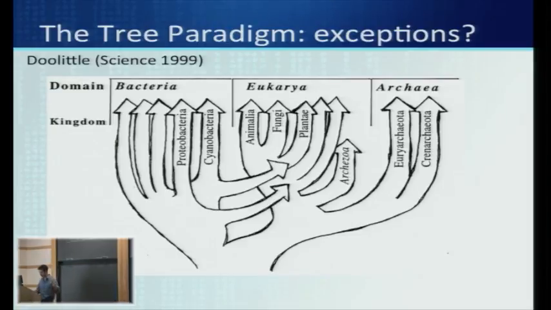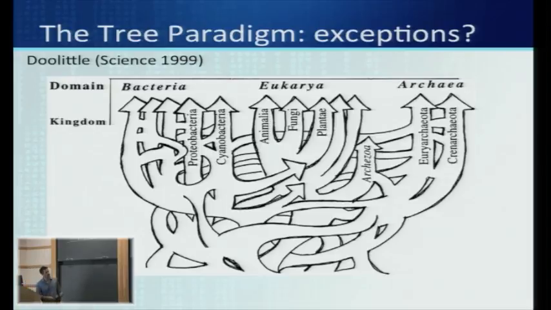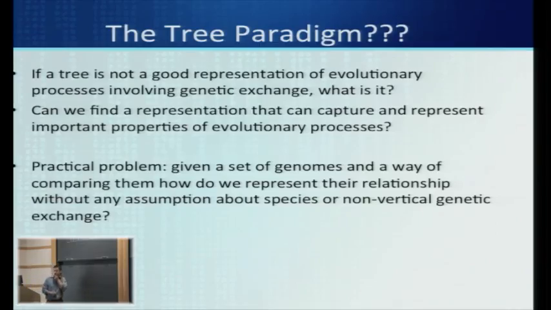But at the end of the 90s, and now I think even more, the structure of the tree looks more like something like that. There are tons of exchanges. So the question is: if we want to understand evolution in a way that is not a tree, what can we do? We are taking trees and trying to put them together and see how they work. Can we find representations that capture and represent important properties of evolutionary processes?